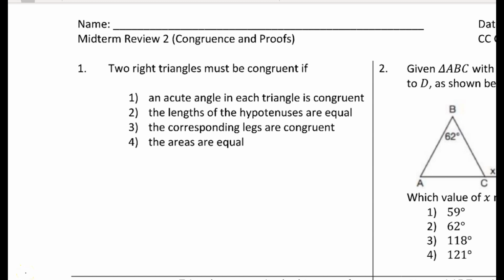In this video, I'm going to go through the Midterm Review 2 packet for congruence and proofs. So for number 1, two right triangles must be congruent if. So it's talking about two right triangles. So I'm going to just sketch two right triangles.